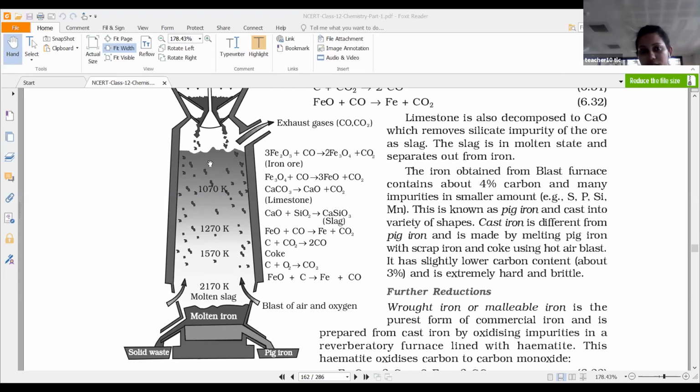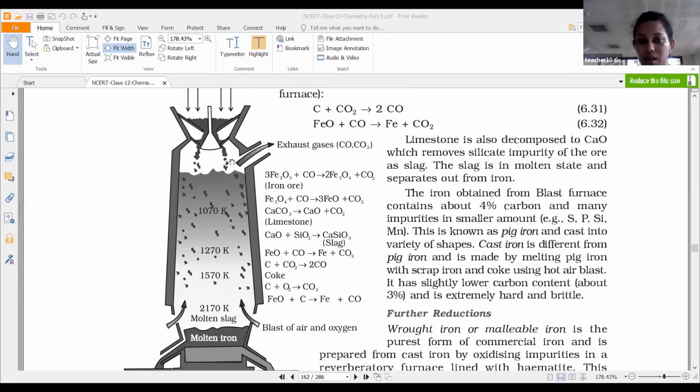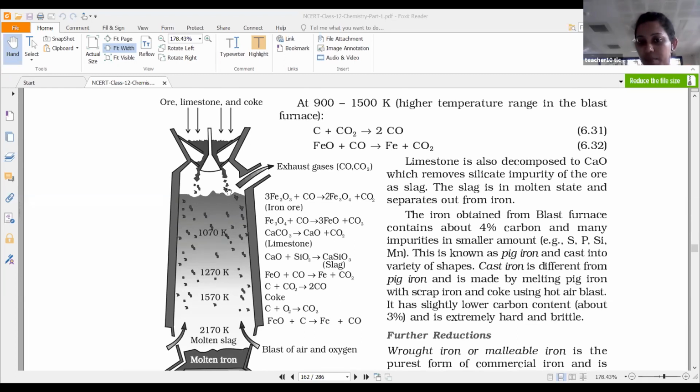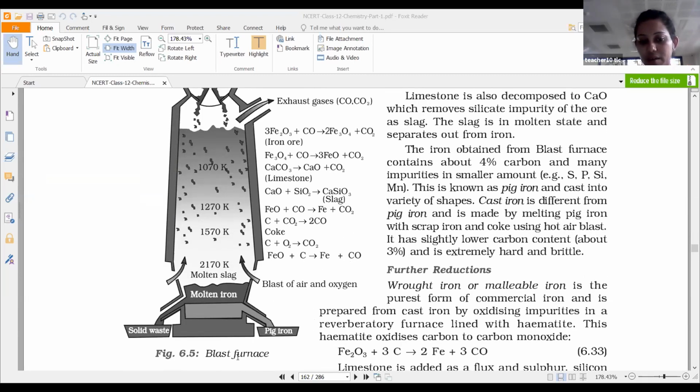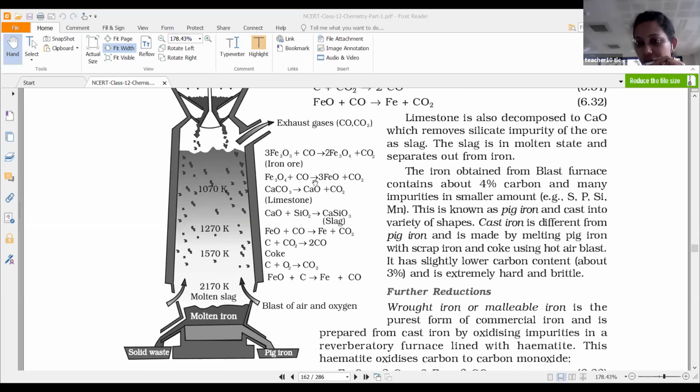Students, you just check this diagram first. This is nothing but a blast furnace. You can see the name here. It is actually a blast furnace, which is used for the extraction of iron. First, the preliminary steps that we have discussed already, correct?